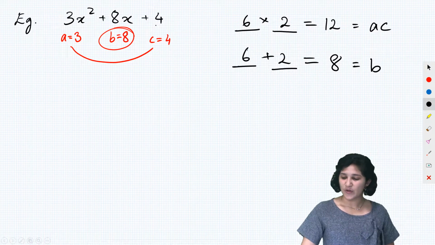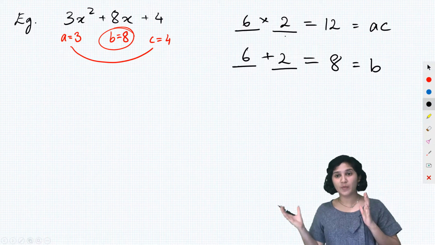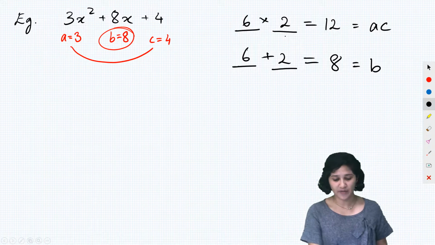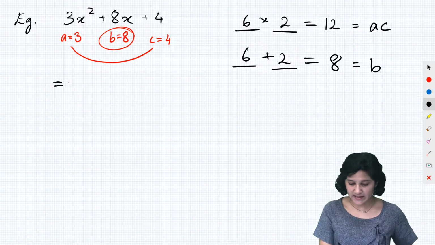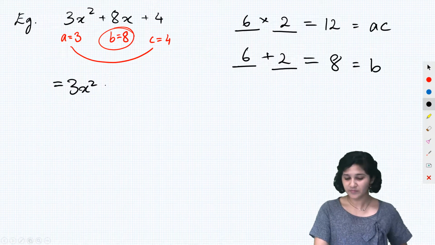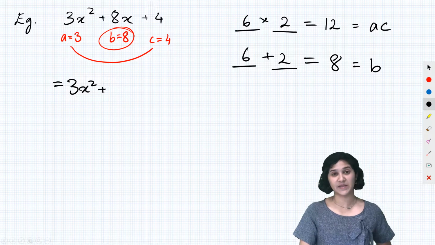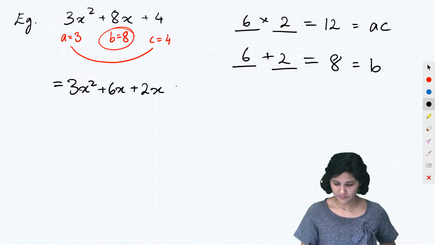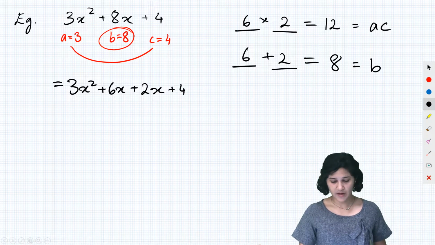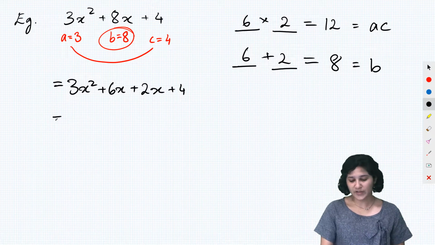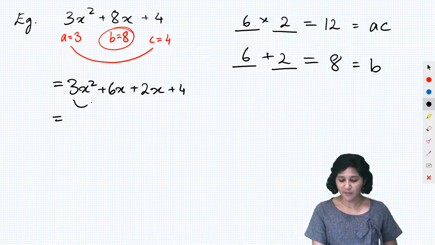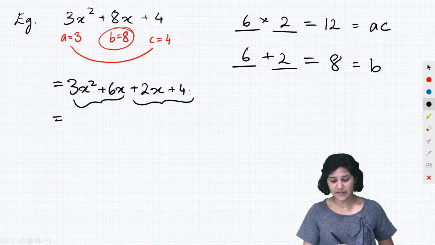So we use these two numbers this time. We can't put them straight into the brackets. We use them to split the middle term. So instead of writing 8x this time, I'm going to write 6x plus 2x. Okay, so now I've got 4 terms and I have to do 4-term factorization. And I do that by grouping my terms like this.